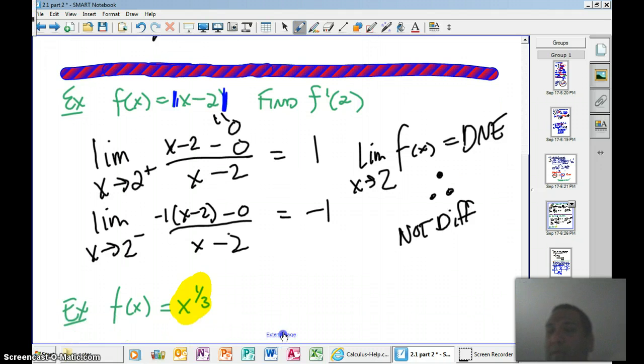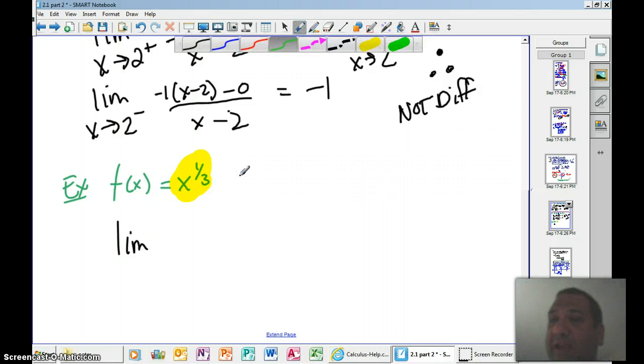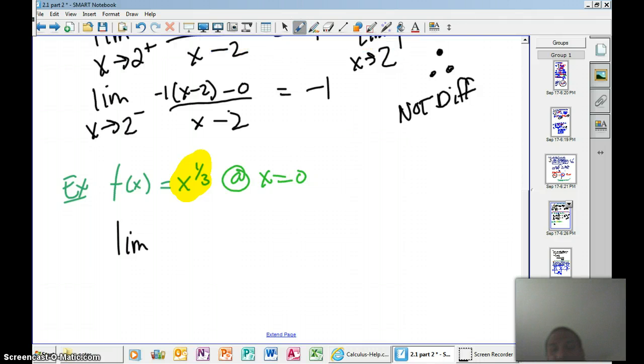So, now, we're going to take a look at this function. Where's the action at? The action's at 0. That's where I have a problem, at 0. So let's check it out. By the way, in the problem, it would say at x equals 0. So let's put that in green, because otherwise it could be anywhere.